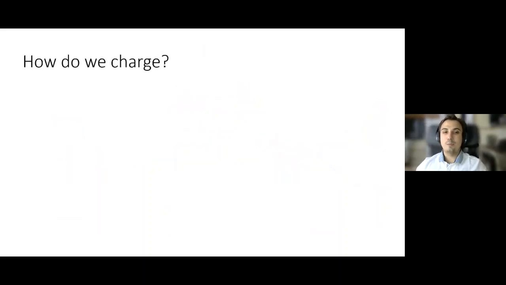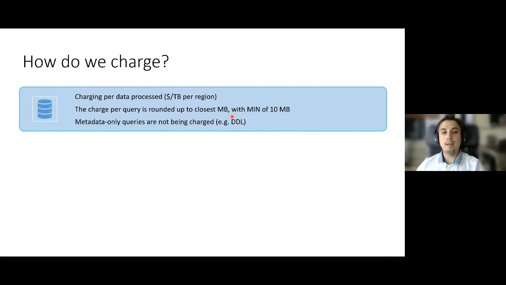And I guess the one thing that probably some of you are asking is how do we charge? So how do we charge since this is a serverless model? Since this is a serverless model and serverless experience, we're charging per data processed. It starts from, I think, $5 per terabyte of data processed per region, but it depends on the region. It's not the same in the USA, UK, Europe, and similar. There might be a slight difference. So what does this mean? We are charging per query, and the charging is rounded up to the closest megabyte, and the minimum is 10 megabytes.